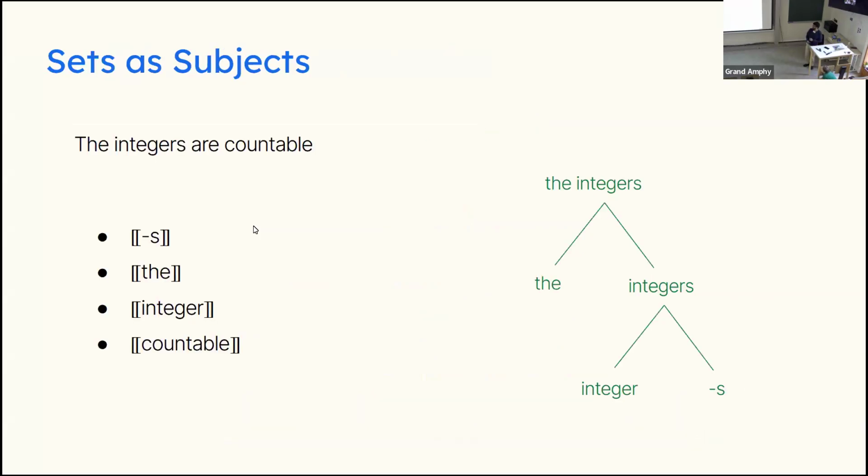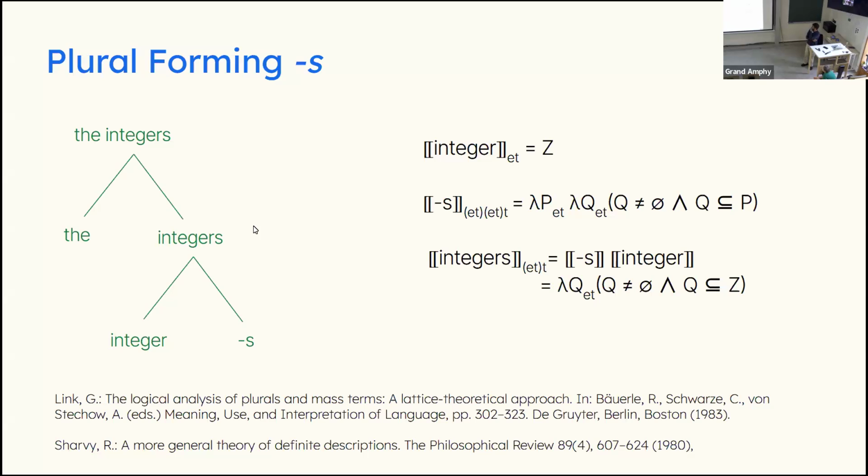So now we go to sentences such as the integers are countable, where the subject corresponds to sets. And in order to compositionally analyze the meaning of the integers are countable, we need to have a meaning of the plural forming morpheme s, the article the, the common noun integer, and the adjective countable. Because integer is a common noun, it has usually been analyzed as having the type et, and integer corresponds to the set of all integers.